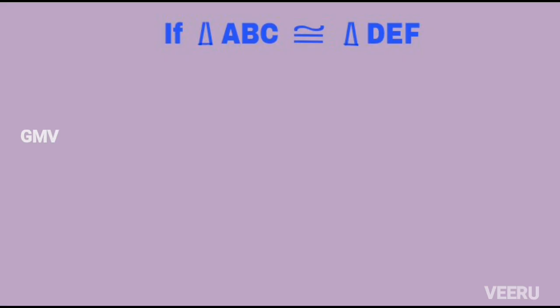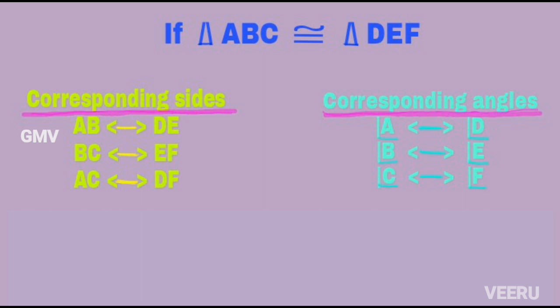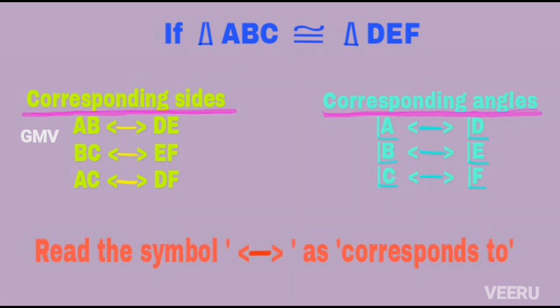When triangle ABC is congruent to triangle DEF, see the corresponding angles. Angle A corresponds to angle D. Angle B corresponds to angle E. Angle C corresponds to angle F. Corresponding sides are AB corresponds to DE, BC corresponds to EF, AC corresponds to DF. This symbol is read as corresponds to. In congruent triangles, angles which are equal are called corresponding angles, and sides which are equal are called corresponding sides.